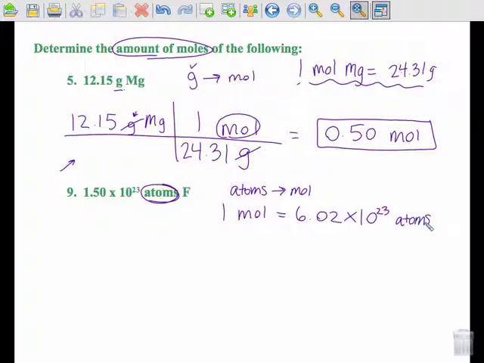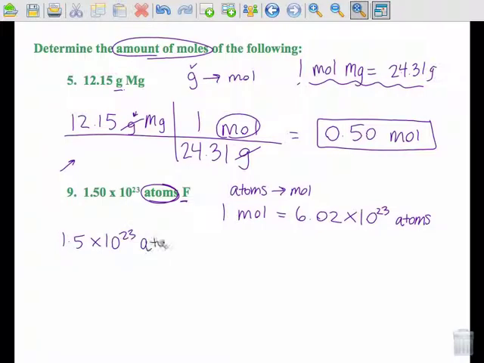That's Avogadro's number. The difference between this one and the previous problems is that this is always the conversion factor with atoms. It really doesn't matter that this is fluorine. You're not going to look up the molar mass of fluorine. You're always going to use 6.02 times 10 to the 23rd. Even though these are two big numbers, the principles are still the same.